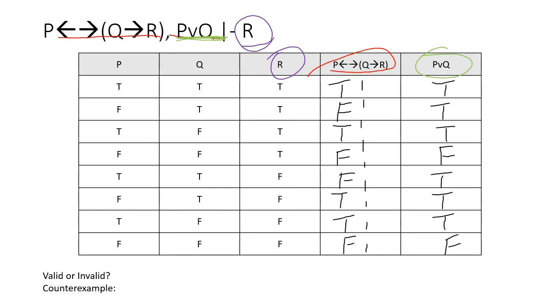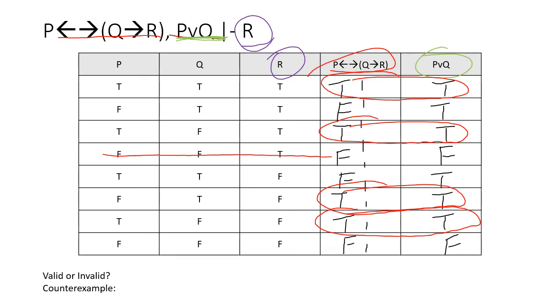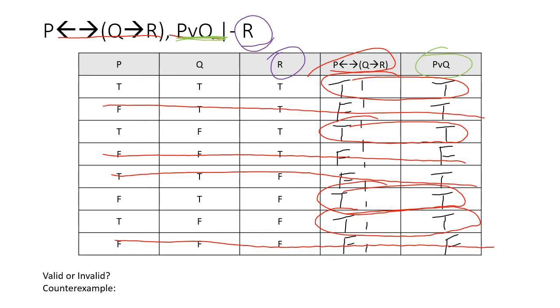And now we can determine the validity of this argument, looking for instances in which both premises are true. They're both true here. They're both true here. They're both true here. Both true here. And so all the other rows we don't care about. And let's look at the value of the conclusion in each of these. So it's true, true, false, false. So there is at least one instance in which the premises are true and the conclusion is false, so that makes it invalid, which means we need a counterexample.